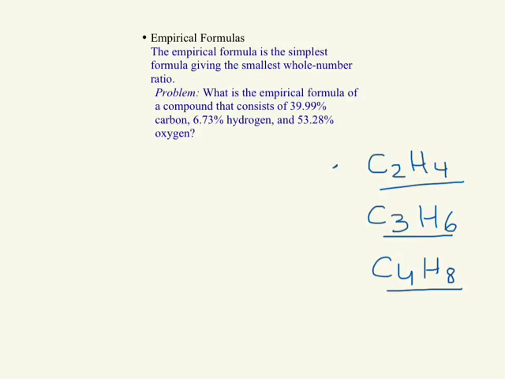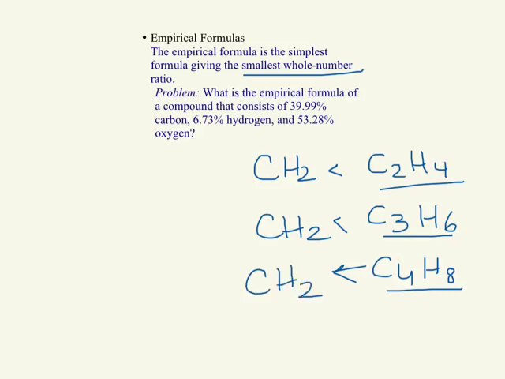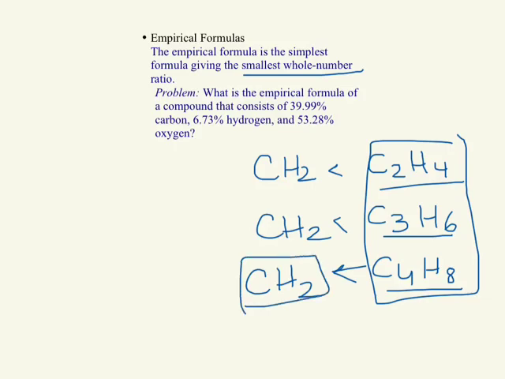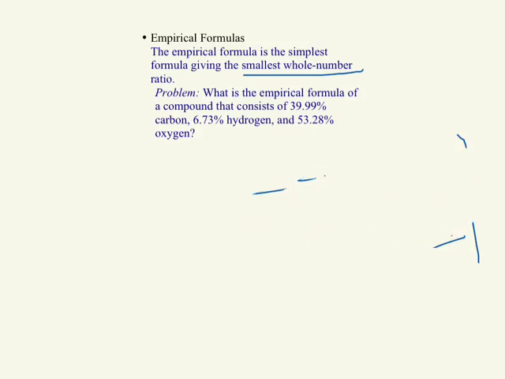Can we change them to the simplest formulas? The simplest formula means smallest whole number ratio. If I divide this by 2, it will be CH2, the smallest whole number ratio. That means all these 3 compounds have the same empirical formula but different molecular formula. Given the percentage of different elements in a compound, you can find out the empirical formula.